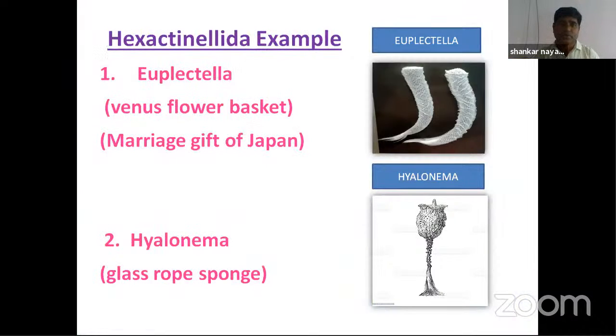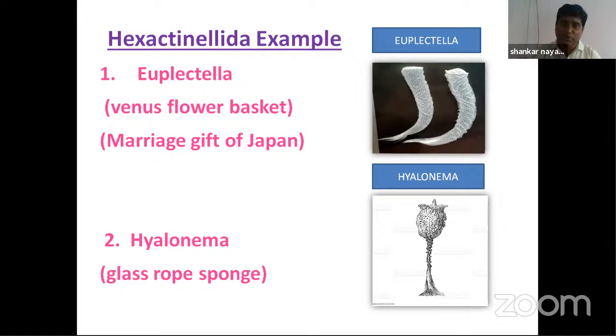Hexactinellida example: Euplectella. See, this is Euplectella. See how beautiful it is. This Euplectella is also called Venus flower basket. This is commonly called Venus flower basket. As it appears like a basket, it is called Venus flower basket. And this is also called the marriage gift of Japan. Usually we present a bouquet, a flower bouquet, in marriages. In Japan, in most places, they present Euplectella in marriage ceremonies. Therefore, this is called the marriage gift of Japan.